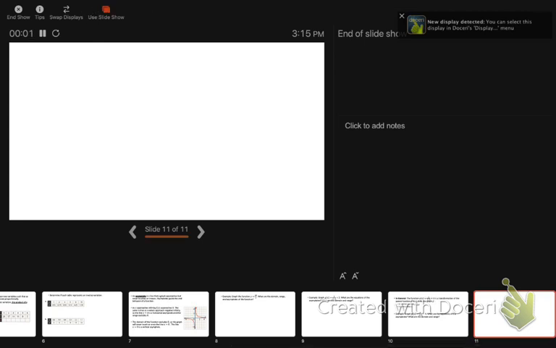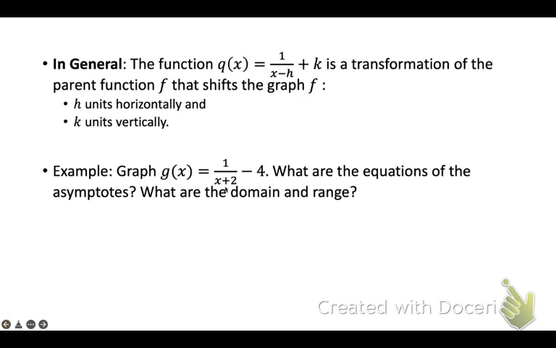I'm trying to get a blank screen here, guys. Okay. So let's write this problem down, and then I'll switch to my blank screen. So 1 over x plus 2 minus 4. Okay, so I don't know what it was called. I'm just going to call it y. Oh, it's g of x.